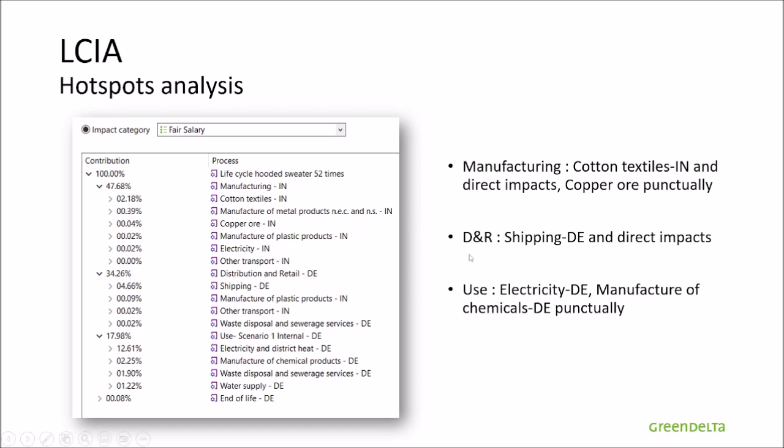For the distribution and retail, the shipping sector of Germany predominates for many impact categories, but the direct impacts also contribute significantly. So again, the social flow that we added to the process, distribution and retail. Finally, for the use stage, the most contributing elements are the sectors of electricity and the chemical manufacturing. In the base case, the use stage does not include any social indicators since there is no worker involved, which is why the impacts only come from the supply chain.